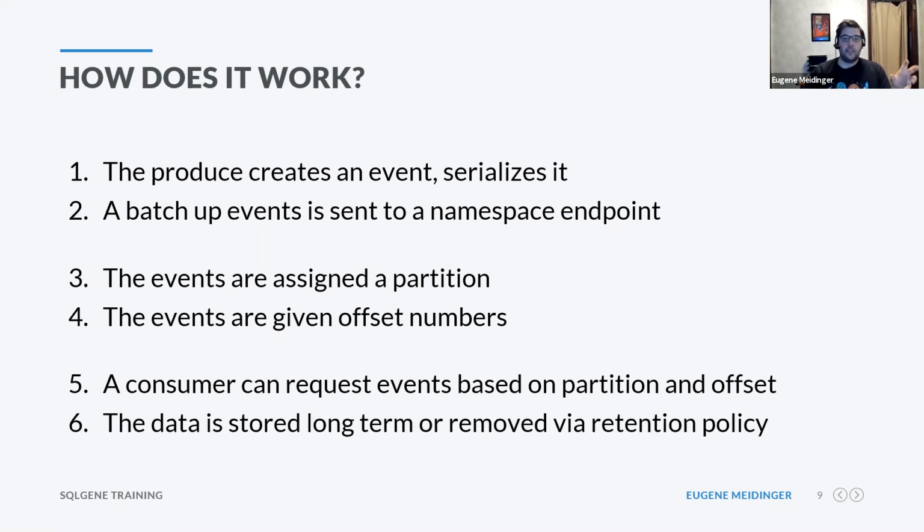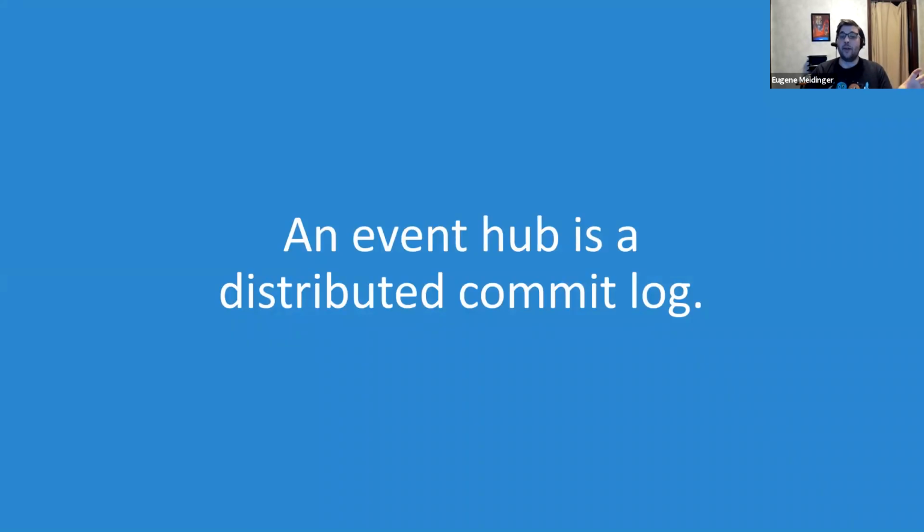And then finally, the data is either stored long-term with data capture functionality, or it's eventually removed via retention policy, or both, really. And so one way to think about all this is an Event Hub is a distributed commit log. If you're coming from a SQL Server background, a database administrator background, then you're used to the transaction log, which is a serial set of events. It's stuff that's happened in the database. And in SQL Server, a transaction is not finished, it's not real until it's been hardened to disk, until it's been written to the transaction log, right?